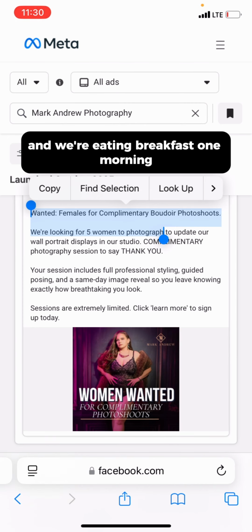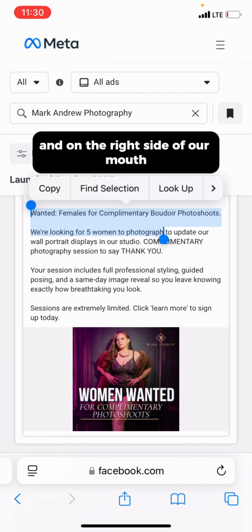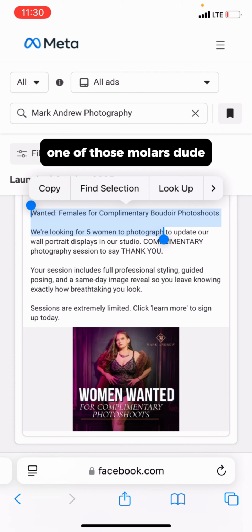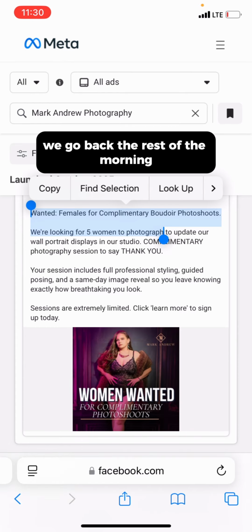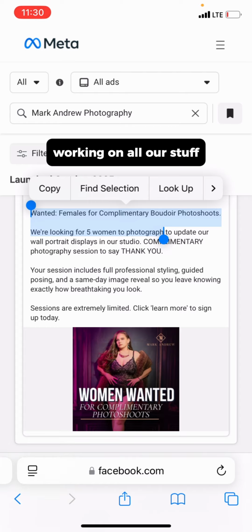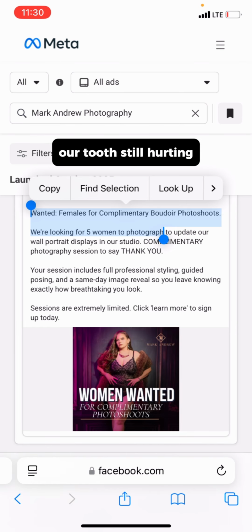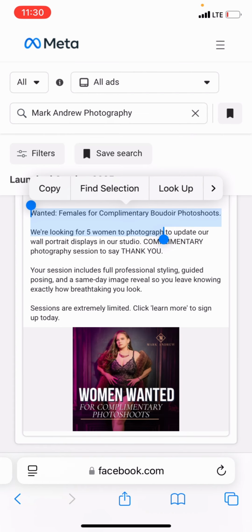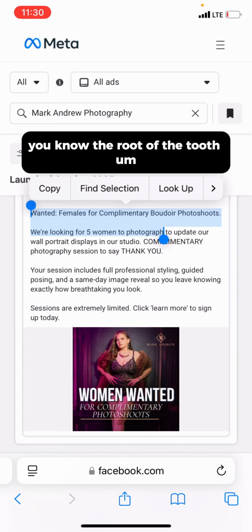But now comes the end of month 13. And we're eating breakfast one morning. Chewing, and on the right side of our mouth, in the back on the bottom, one of those molars, dude, with every bite, it's a ton of pain. It's just pain, pain, pain, every single bite. I'm like, oh my God, dude, this is terrible. So we finish our breakfast. We go about the rest of the morning, working on all our stuff. And yeah, our tooth's still hurting, even though we're not chewing anything anymore. And our jaw's also hurting a little bit, kind of at the bottom of the root of the tooth.